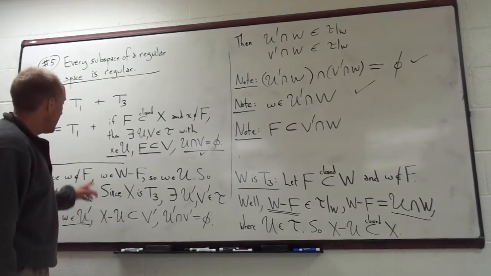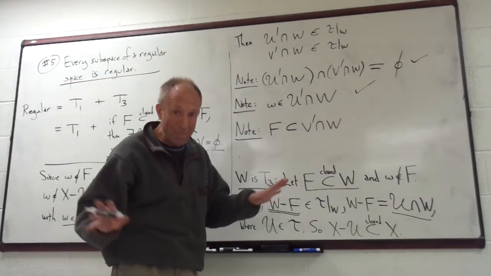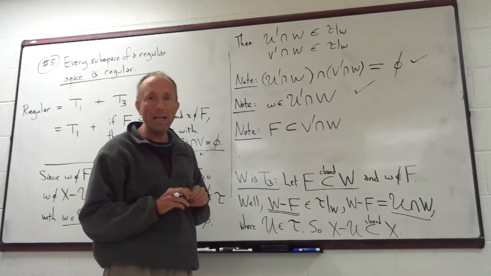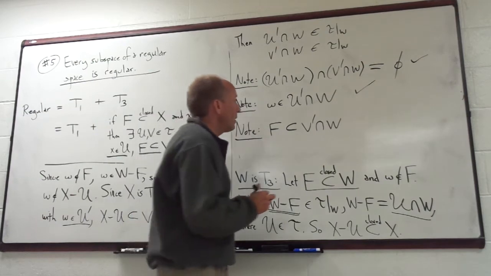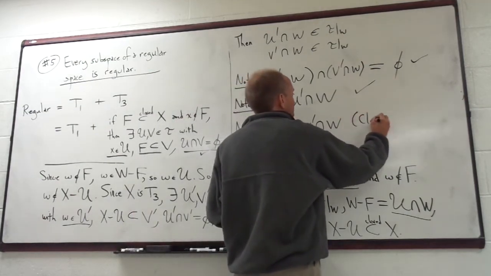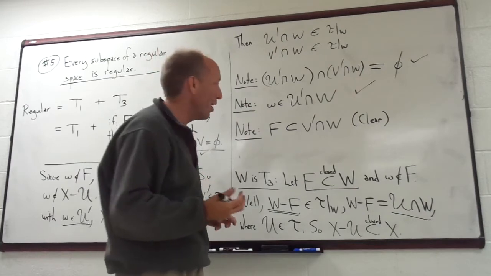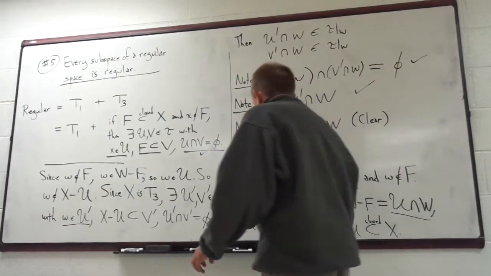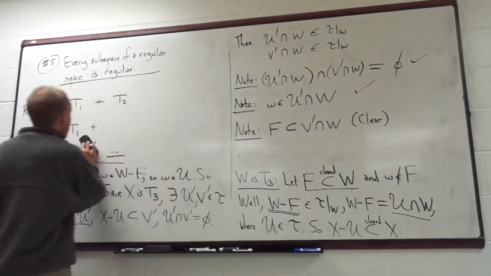Now, capital F is already inside of W from the very beginning. So we really just need to convince ourselves that capital F is contained within V prime. And this is fairly much clear. I'm going to draw a picture to show you what's actually going on here. This is the last thing I need to prove, and then I'm done.